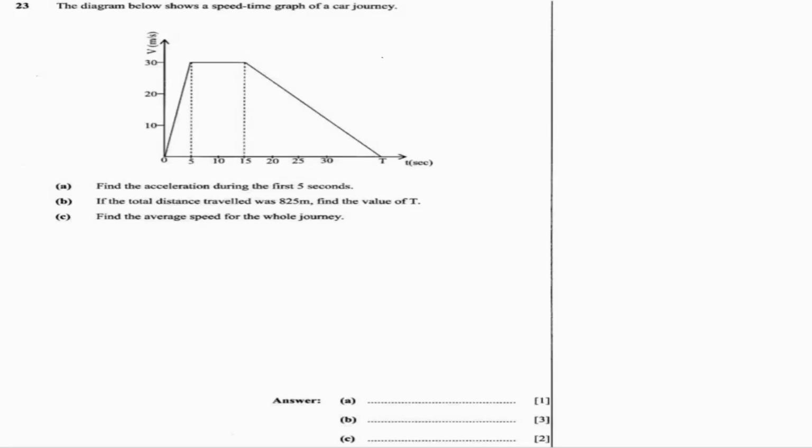Alright, so here's what we have. You have a speed time graph. The first question, we want to find the acceleration during the first 5 seconds. So this journey we can divide into different sections. We have the first section A, the second section B, and the third section C. As we can see here, for A, the first part, our car is definitely accelerating.